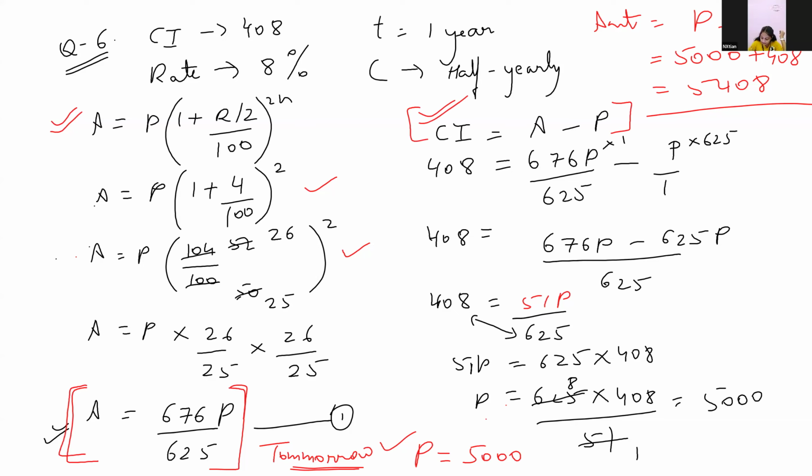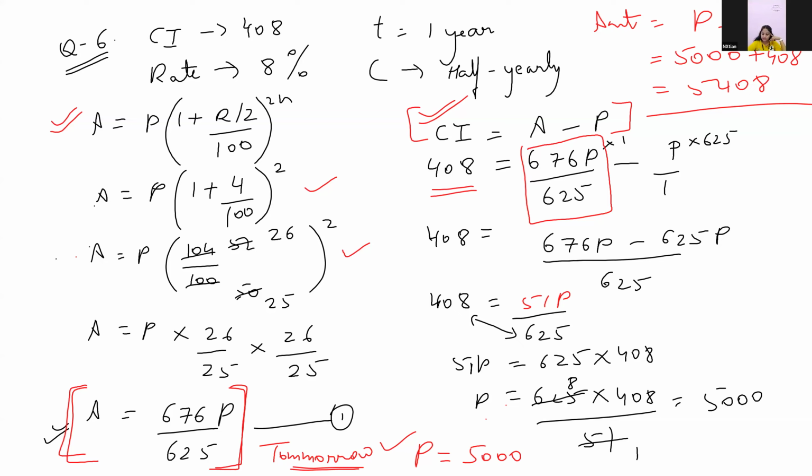So I will assume that this is my amount. In this formula, you will put this amount as it is. In the place of amount, you will put this value, that is 676P by 625, minus P. We know in the formula it is minus P, and P we don't know. But CI we know. Compound interest is given in the question. How much? 408. Now I'm having 408 equals 676P by 625, which we assumed is my amount, minus principal.